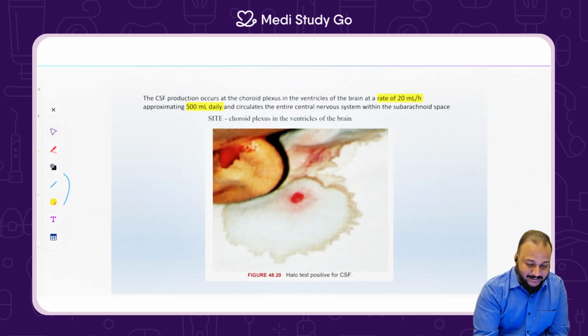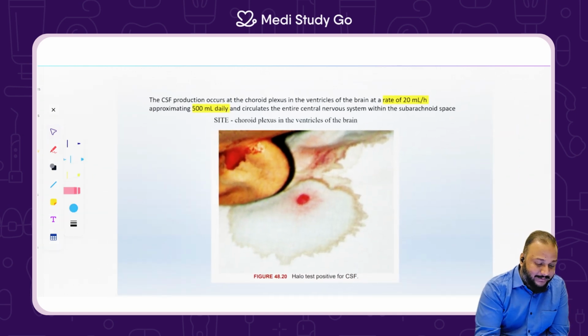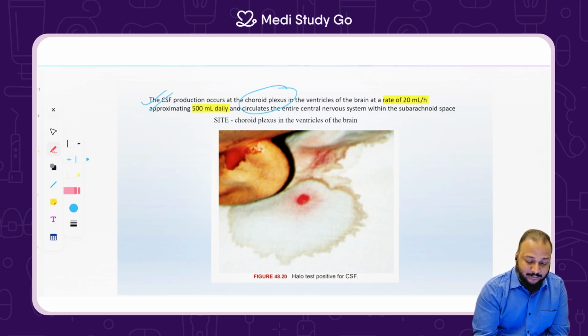Please have a look at these slides. These are slides from some of my PPTs which I had prepared. Now, have a look. The CSF production occurs in the choroid plexus at the rate of 20 ml per hour, that is half a liter daily.